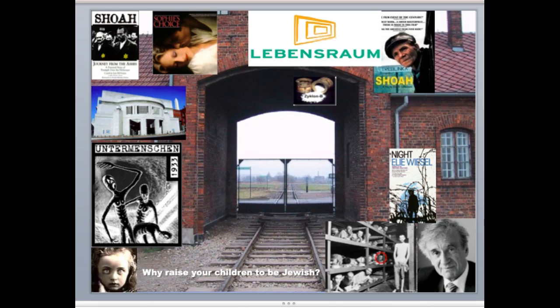On this slide is the German word Lebensraum, living room or space for the German people, one of the motivating reasons given for the extermination of the Jews. The Jews were considered Untermenschen, people of lesser value. Next to this term is the poster board for an extremely long documentary on the Holocaust called Shoah.